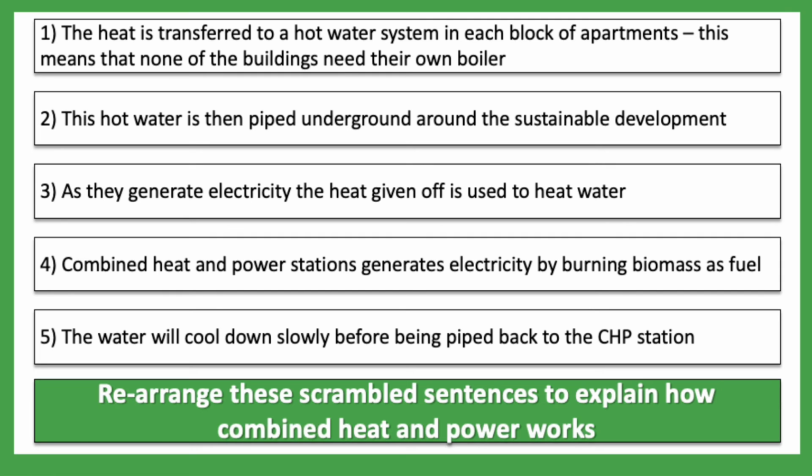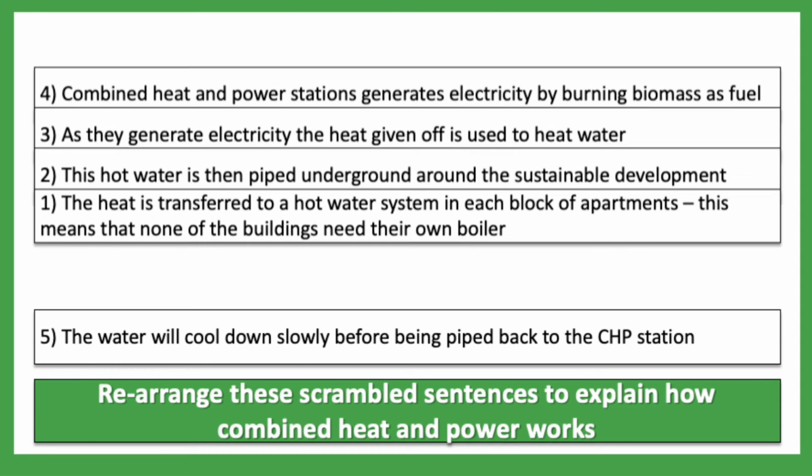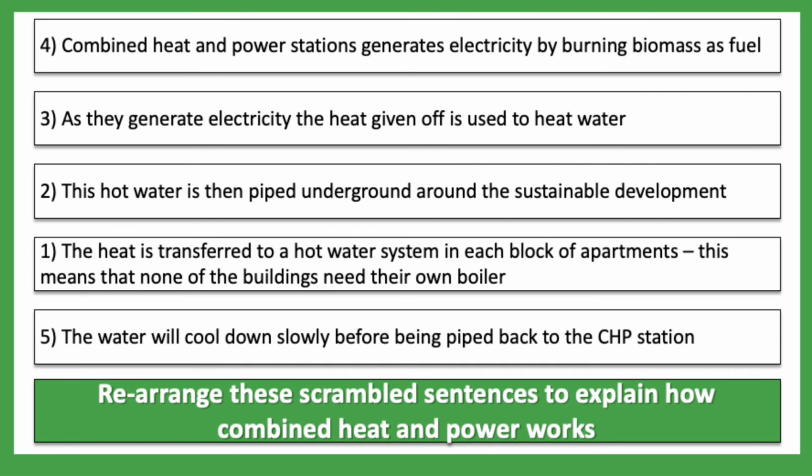So if you haven't paused the video, please do so, because we are about to reveal the correct order. Okay, let's reveal. So combined heat and power stations generate electricity by burning biomass as a fossil fuel. As they generate electricity, the heat given off is used to heat water. This hot water is then piped underground around the sustainable development. The heat is transferred to a hot water system in each block of apartments. This means that none of the buildings need their own boiler. The water will cool down slowly before being piped back to the combined heat and power station. So well done if you got those correct.